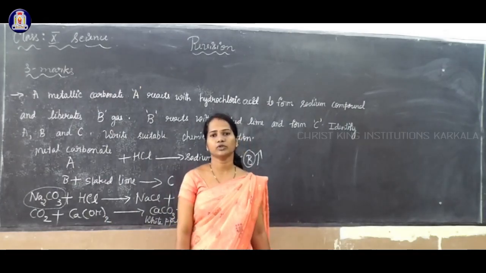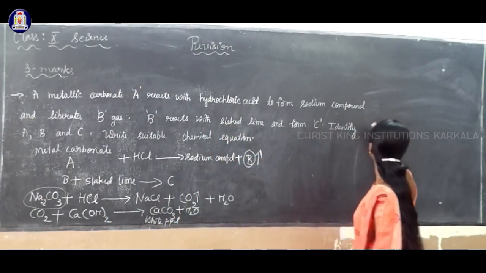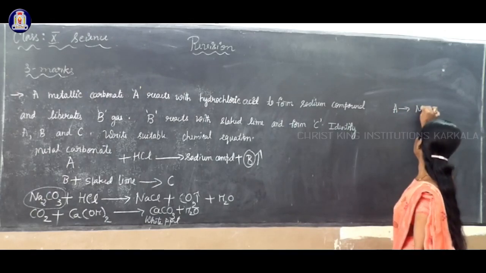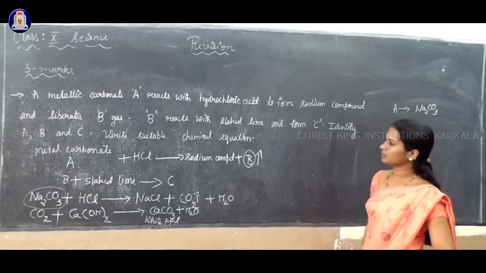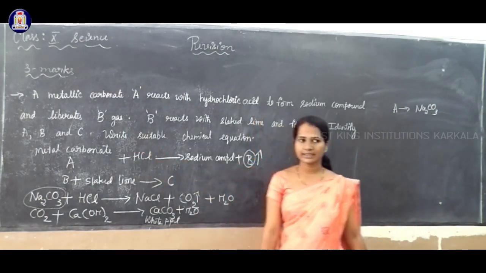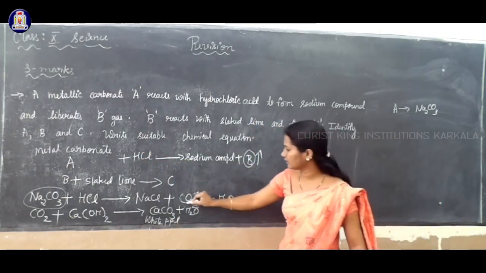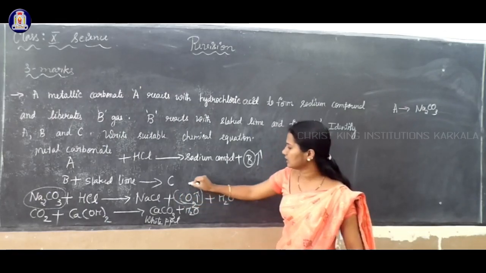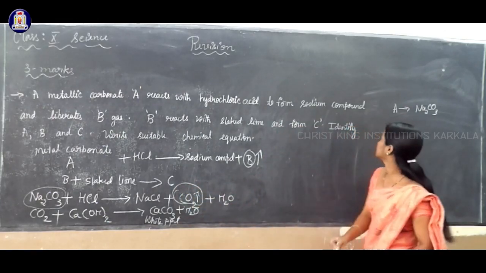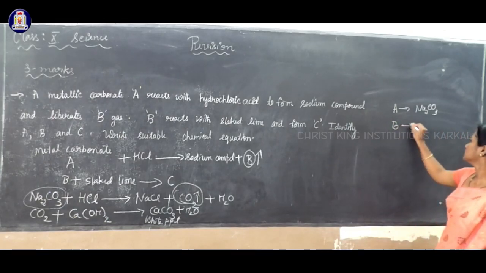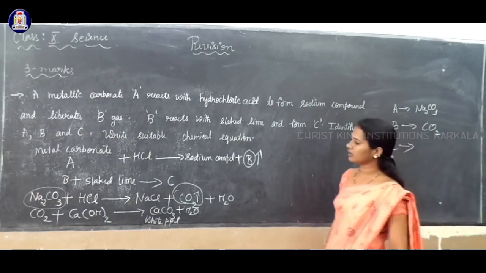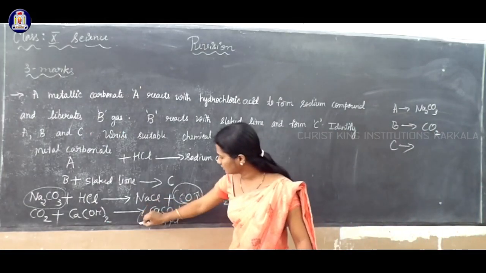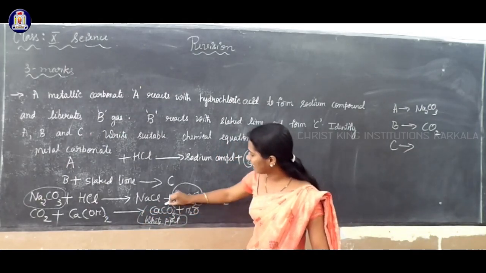So the metal carbonate A is, you have to write the answer, Na2CO3, that is sodium carbonate, a metal carbonate. And B, identify the gas B. Which is the gas liberated here? The gas liberated is CO2, carbon dioxide gas. B is CO2, carbon dioxide gas. And C, the compound C. Which compound C is formed here? This white precipitate of calcium carbonate.